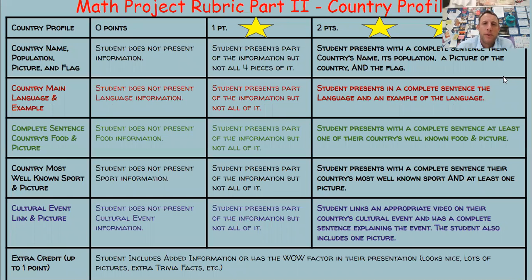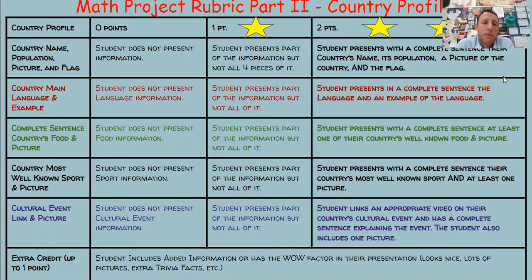Okay, math project rubric part 2, country profile. So again, you need to have everything on the right to get the 2 points for those 5 categories. So: country name, population, picture, and flag. Boom. The student presents with a complete sentence. You've got to write complete sentences in here. Their country's name, its population, a picture of the country, and the flag. So you need all those.